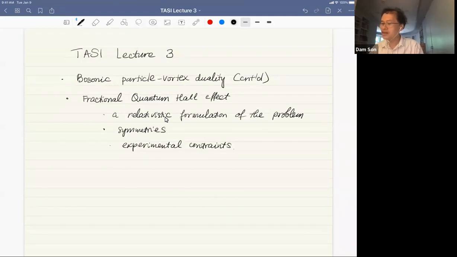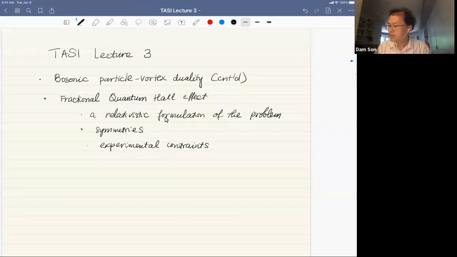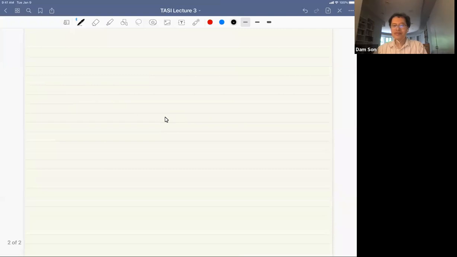We are more likely to finish the discussion of the bosonic particle-vortex duality that we started in the last lecture, and then we are going to discuss the fractional quantum Hall effect. Since most of the people here are high energy theorists, I'm going to present a somewhat less standard way to look at the problem, but it highlights some interesting symmetries.